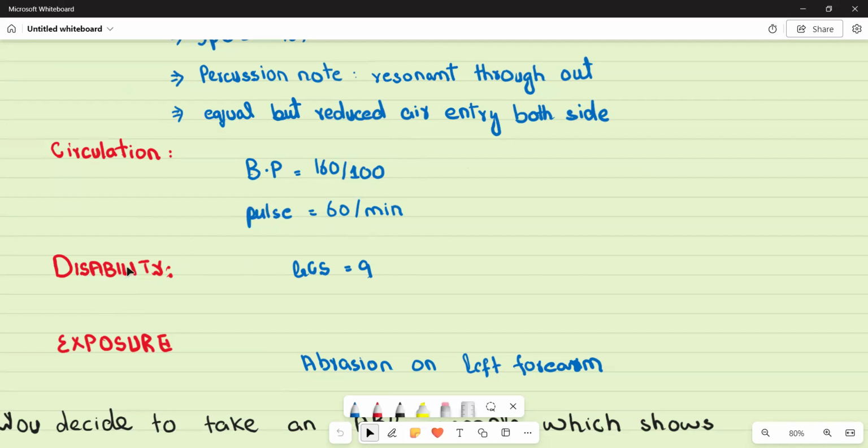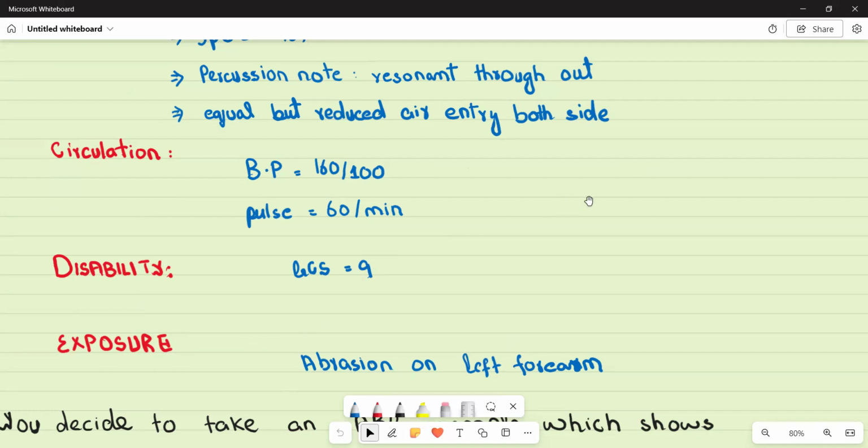Okay. Disability. So in disability, you need to check pupillary light reaction, you need to check GCS level, and you need to check blood glucose level. But here we are only given GCS, and GCS is 9, which is low because normal GCS level is 15. On exposure, you find an abrasion on the left forearm.